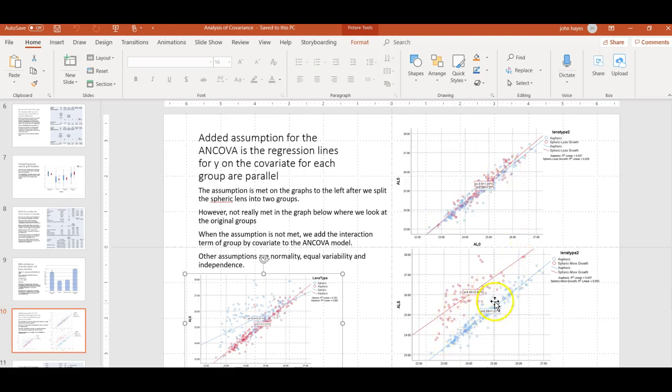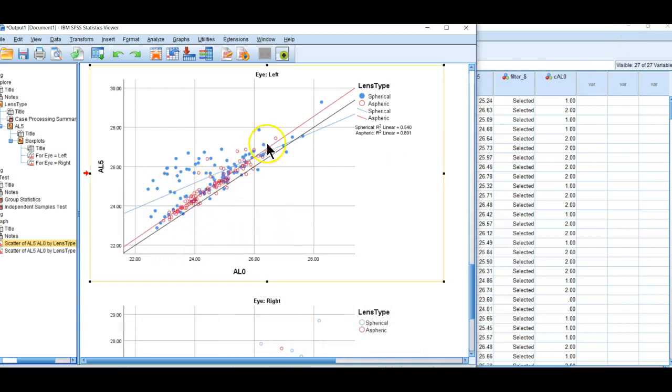And you kind of want that difference to be the same across the entire area of the baseline, because then you can just compare simple means. Unfortunately, in our case, those lines do not look parallel. And so we have violated the analysis of covariance assumption.